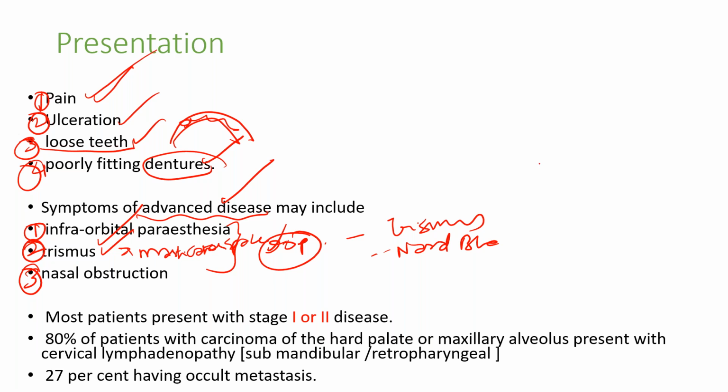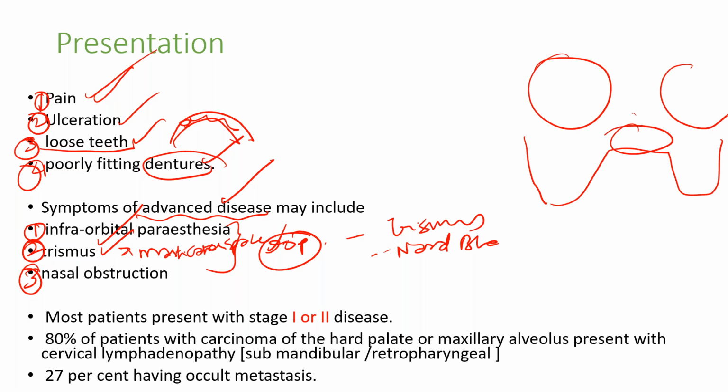Infraorbital paresthesia, as you could see: if you take this as the maxilla, and this is the cavity, then this will become the orbit. So this is the infraorbital foramen. Below the infraorbital foramen, there is a nerve coming, called the infraorbital nerve.